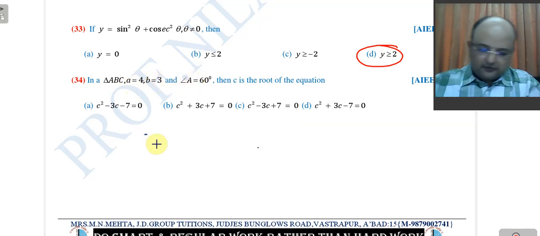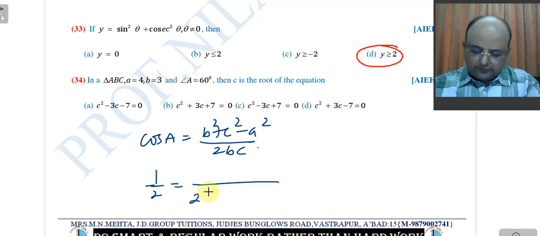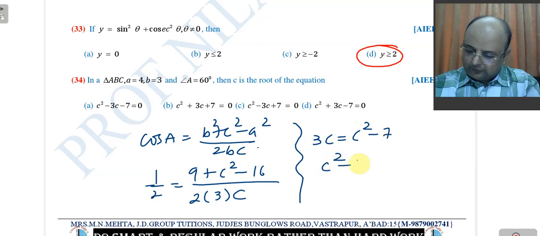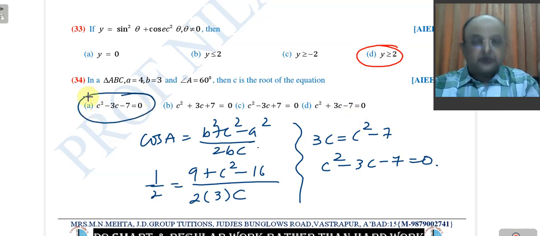Yes, cos A. What is cos A? b square plus c square minus a square upon 2bc. So what is cos 60? Cos 60 is 1 by 2. This is 2, b is 3, your c is c, b square is 9, c square is c square, a square is 16, 2 2 cancel, your 3c equals c square minus 7. So c square minus 3c minus 7 equals 0. c is the root of the very first equation.